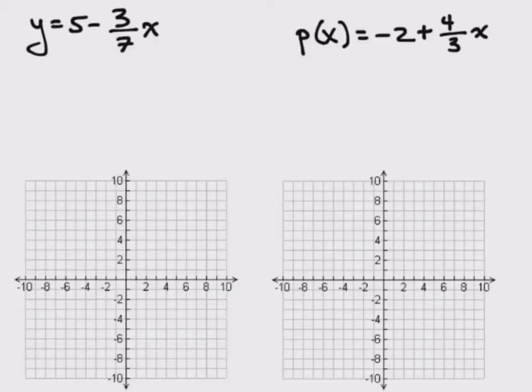Alright, time for some practice. Here we've got an equation, y equals 5 minus 3/7 x, and on the right we've got a function, p of x equals negative 2 plus 4/3 x. They are both in slope-intercept form, so why don't you pause the video and graph them.